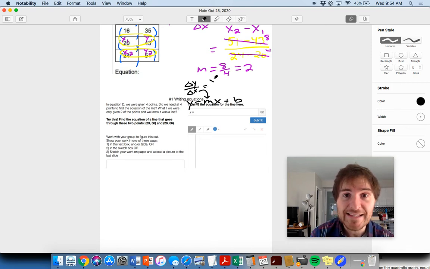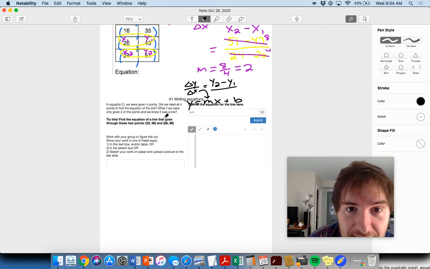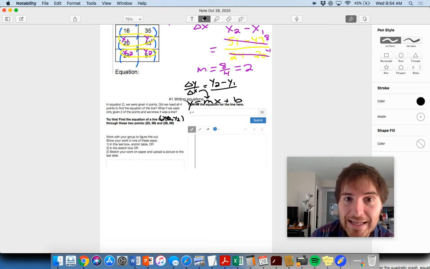Change in y is you take the second point, find its y-coordinate, subtract the first point's y-coordinate from it, okay? That's change in y. Change in x is, well, how are the x's changing? Let's make this x2, y2, okay? So 66 is y2, 28 is x2, and let's make the other point be x1, y1. So 23 is x1, and 56 is y1, okay?